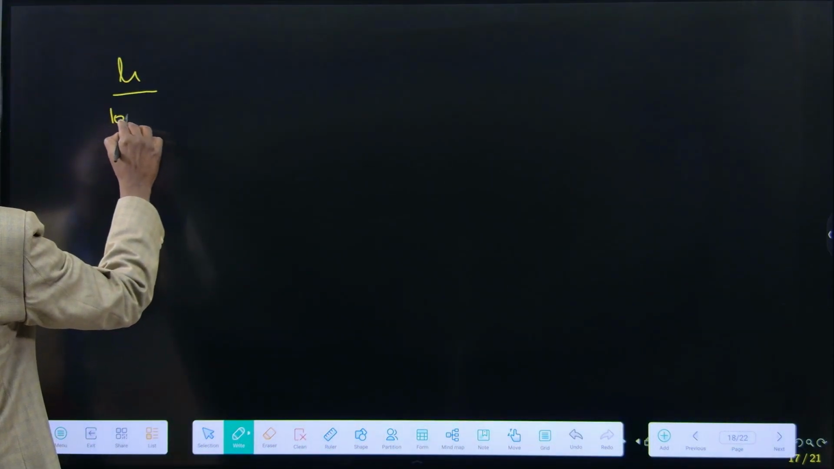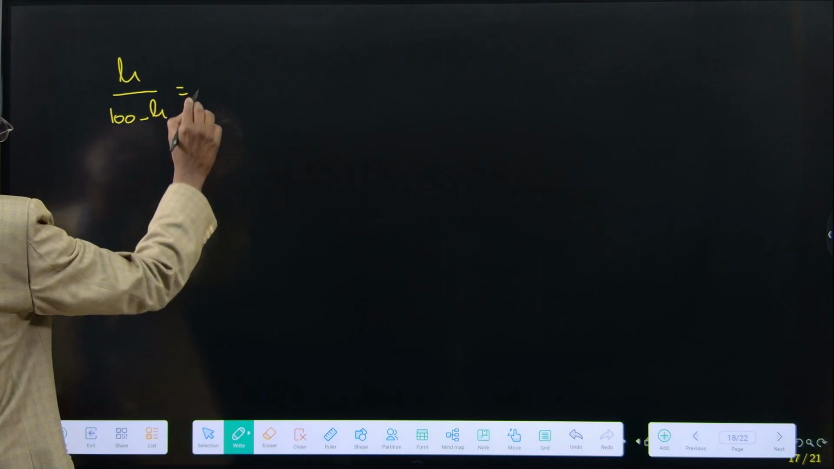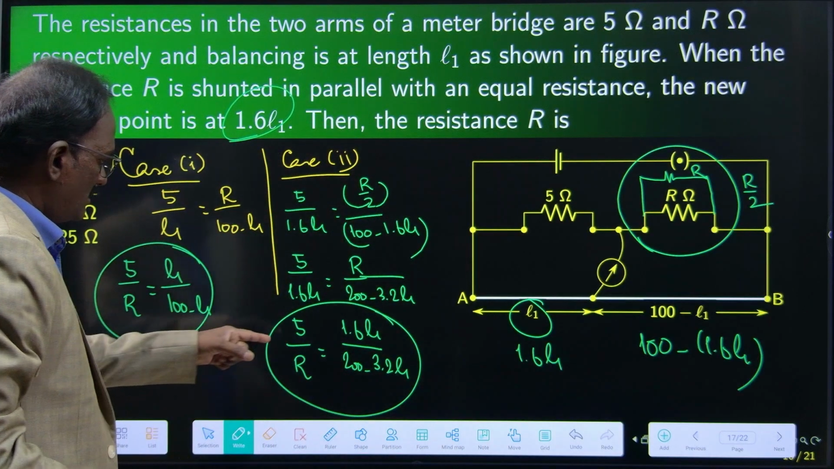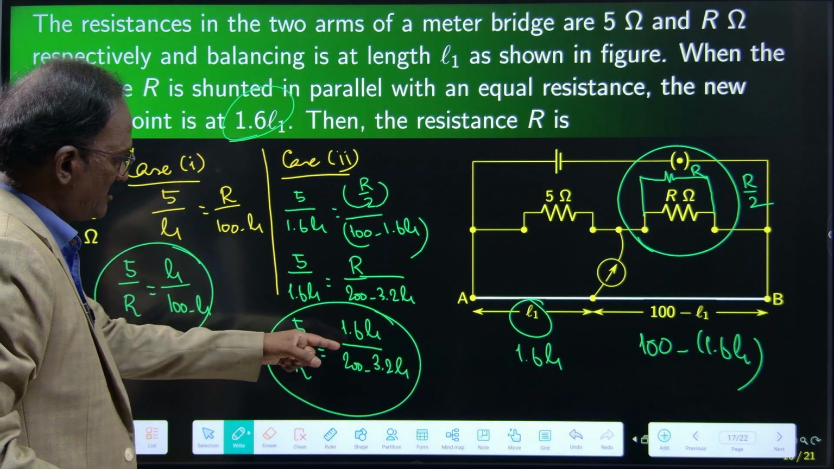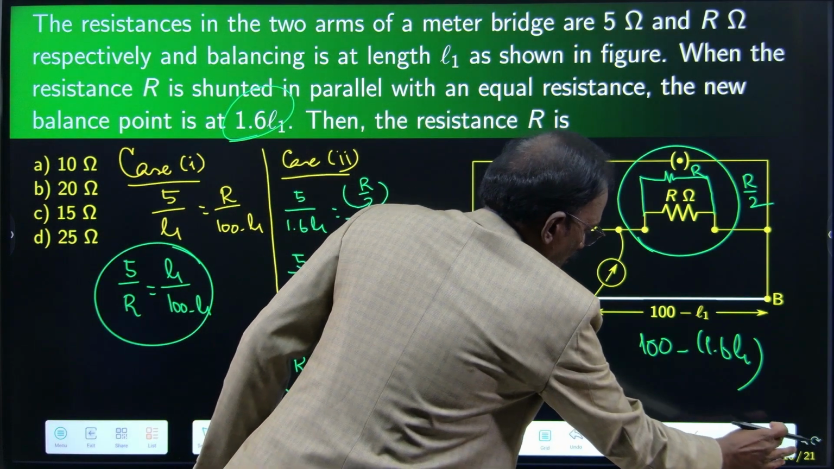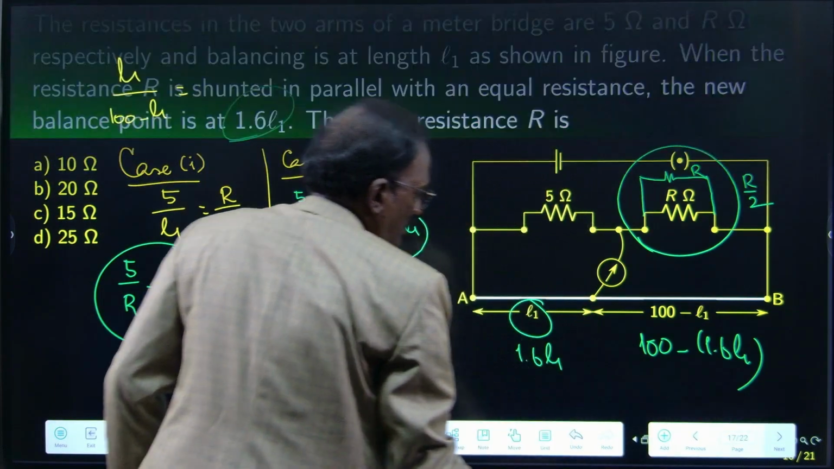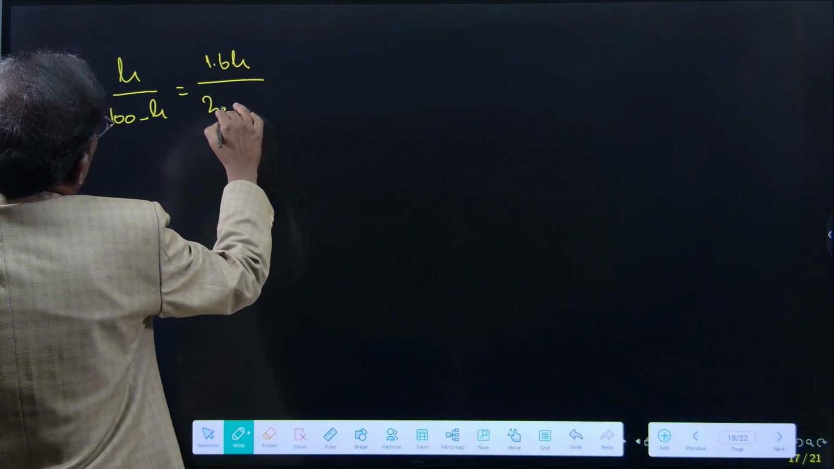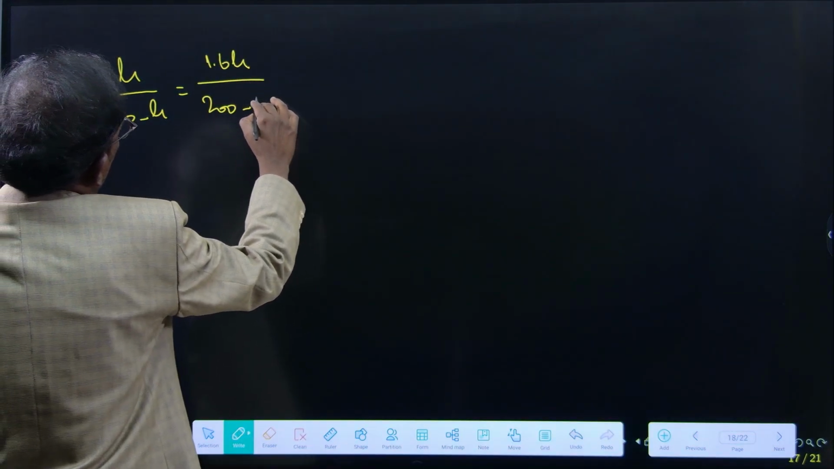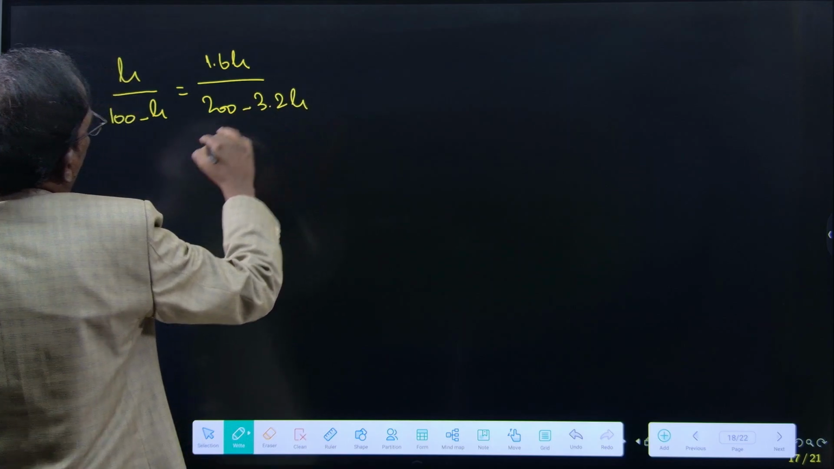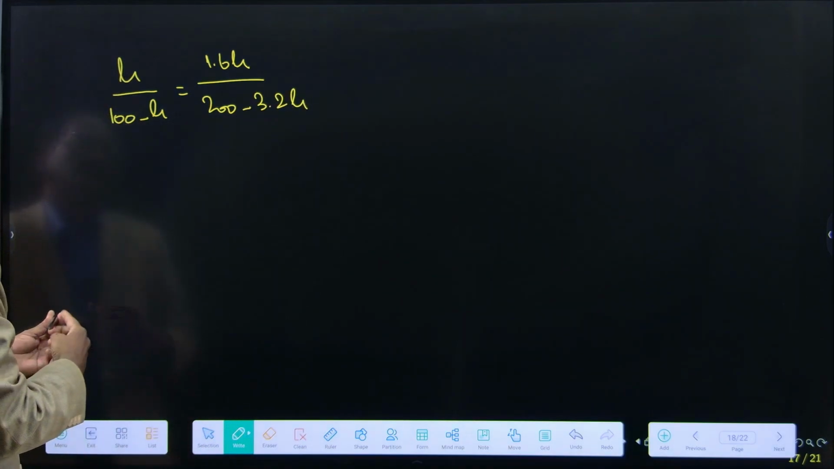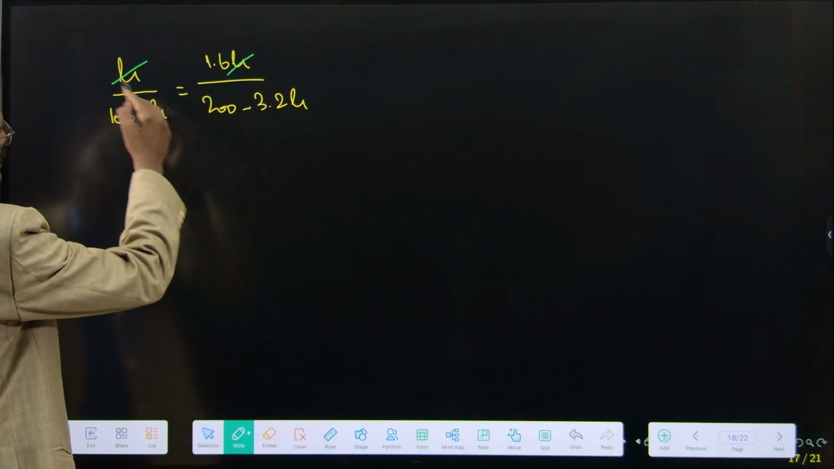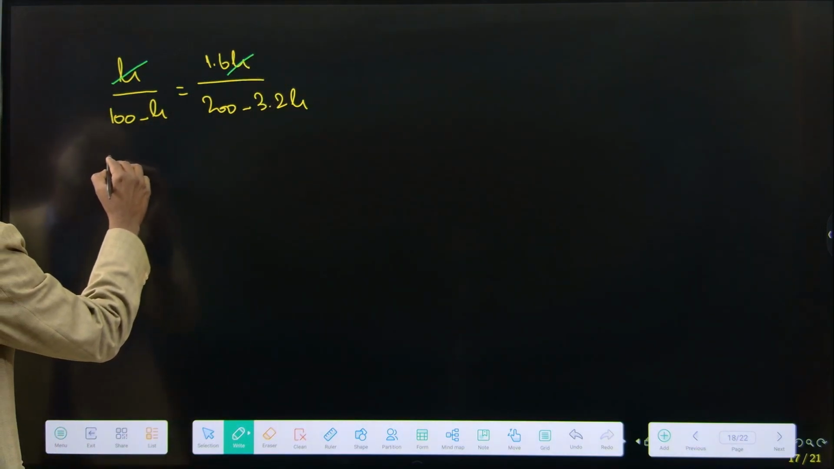L1 divided by 100 minus L1 from equation 1. Then from equation 2, 1.6 divided by 200 minus 3.2 L1, which is 1.6 L1 divided by 200 minus 3.2 L1. The L1 we can remove. Then 200 minus 3.2 L1 cross multiplied.